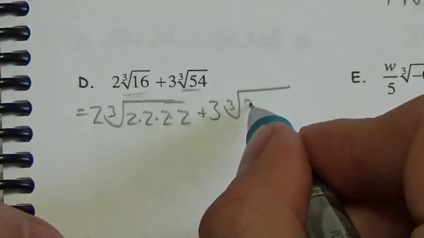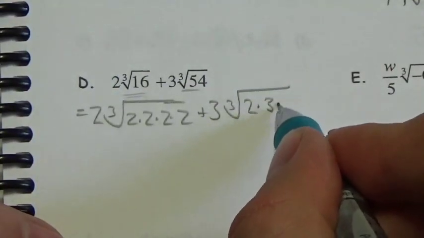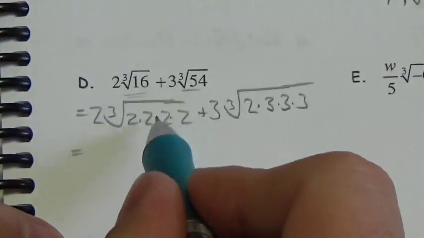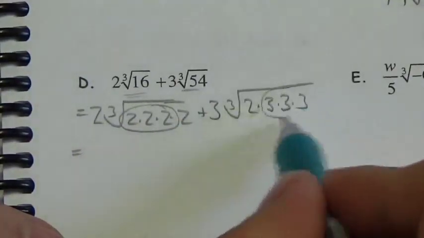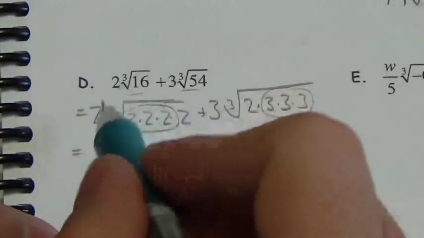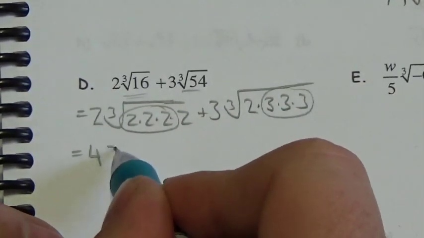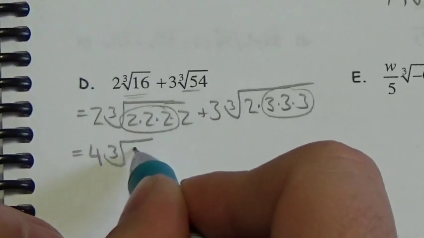54, cube root. Okay, 54 is divisible by 2, and that gives me 27, and I've already played with that, and I know that 27 is 3 times 3 times 3. There is a group of 3 2s here and a group of 3 3s here. I'll pull out a representative. There was already a 2 out front, so you multiply those together. So this is 4 times the cube root of 2.